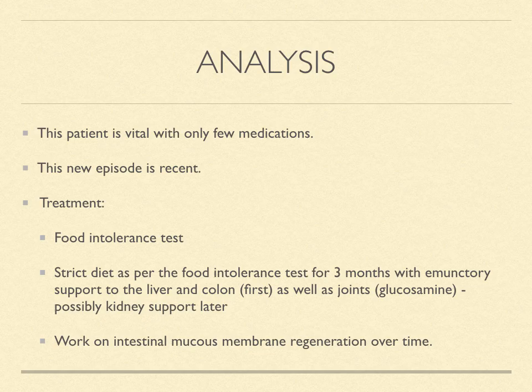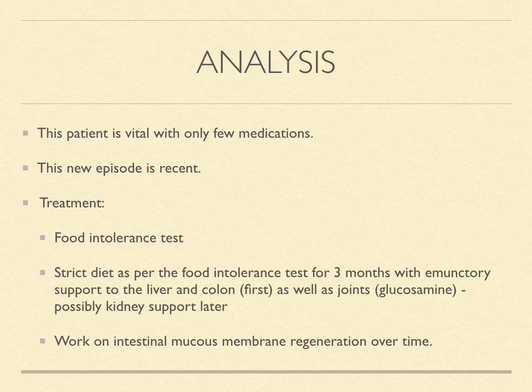And we supported her liver and her colon. So again, I used chia seeds, 2 tablespoons a day. We used some liver supportive herbs. I also used heavy duty probiotics for her, meaning a couple hundred billions of different strains per day. And we supported her joints by using glucosamine.